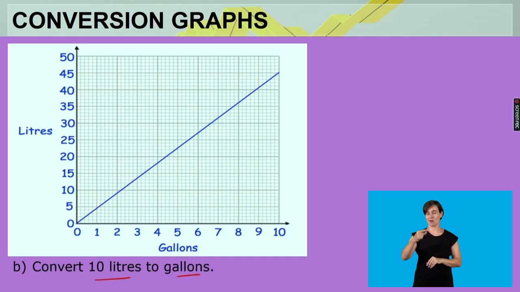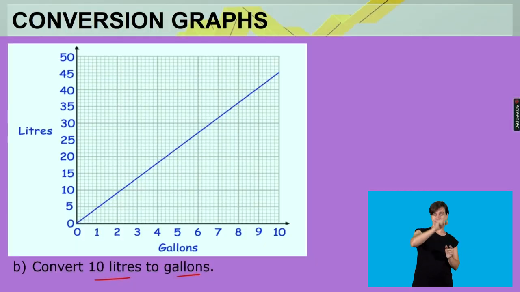All right, so at question number B, we are saying convert 10 liters to gallons. So this time we're working with liters to gallons. That's what we convert from, and to. So 10 liters. So here's our liters. Let's find 10. Here's 10. So I'm going to move. After finding 10, it meets right there. So therefore we'll go down here, right?